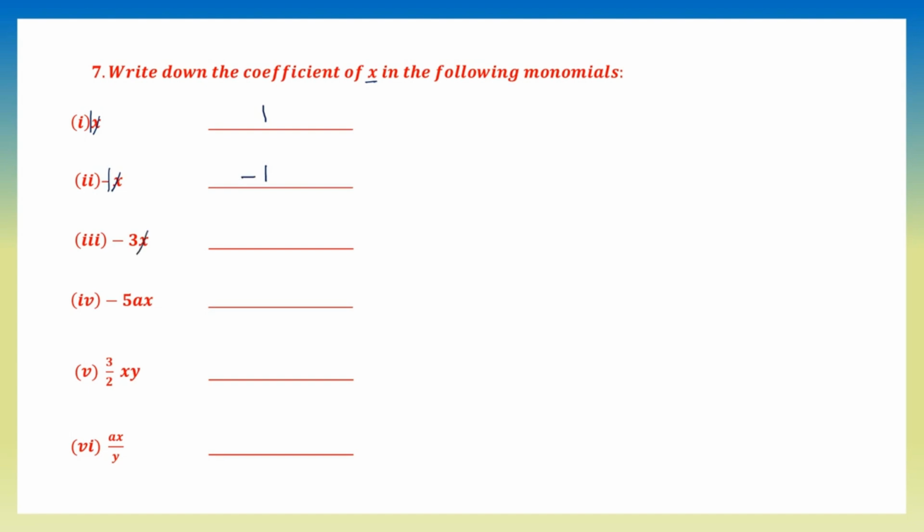Now here, leave out x, you have minus 3. In the fourth one, again, leave out x because we are asked to find the coefficient of only x. So leave out x and write the rest, minus 5a. In the fifth one, leave out x, 3 by 2y. In the sixth one, leave out x, a by y. So these are all the coefficients of x in the different monomials.